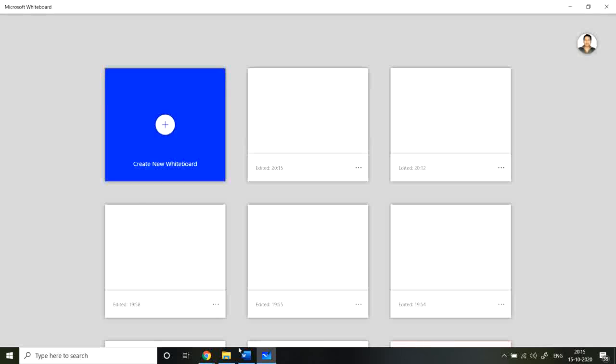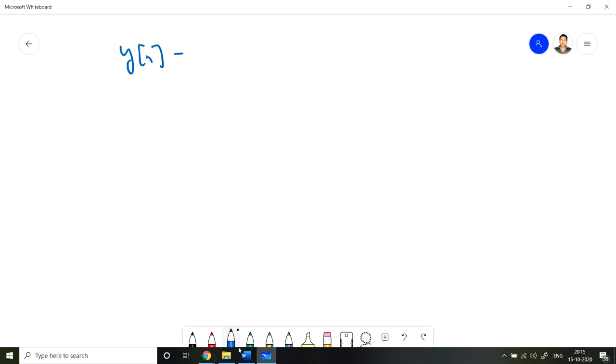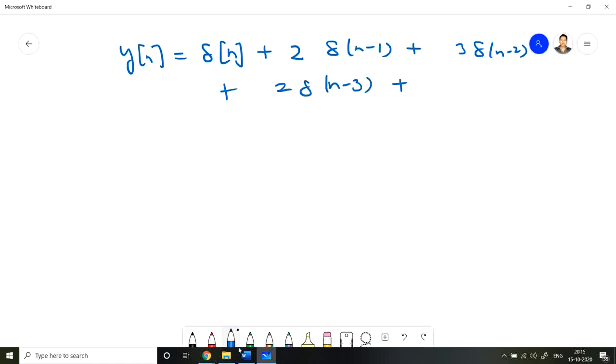So what we get finally is that yn is equal to del n plus we can add the same terms. Because del n minus 1 appears 2 times, we have added them, so it becomes 2 times del n minus 1 plus 3 times del n minus 2 plus 2 times del n minus 3 plus 2 times del n minus 4 plus del n minus 5.